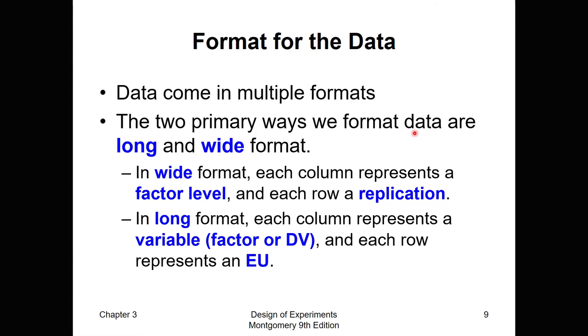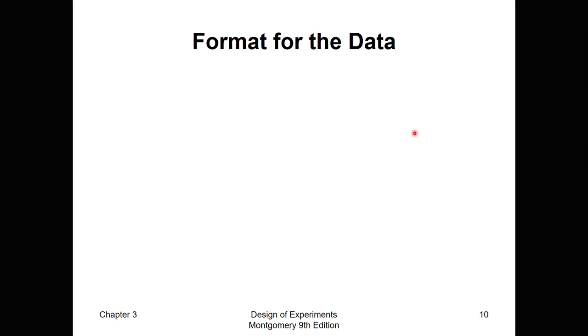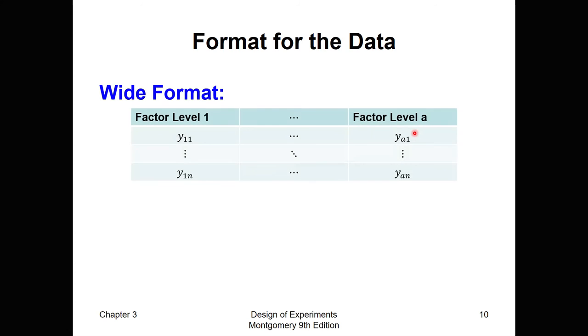So in that case, each row represents an experimental unit instead of each row representing a replication. So let's look at what this would look like. Wide format is pretty straightforward. I have factor level 1 and then all the observations when I did factor level 1. Factor level 2, all the observations when I did factor level 2. The long format's a little bit weird, but honestly, it's probably the more useful one.